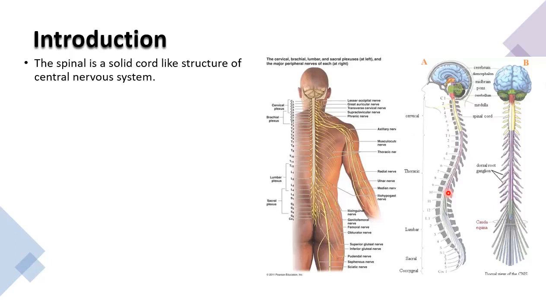Now, what is the main function of this spinal cord? To put it in simple terms, this can be called the information highway. All the information to the brain travels via the spinal cord, and all the information from the brain to our body, whether it is to the surface of the body, the peripheral part of the body, or to the inner aspect, to the various organs and organ systems of the body, is transmitted via the spinal cord. So that is the main function.